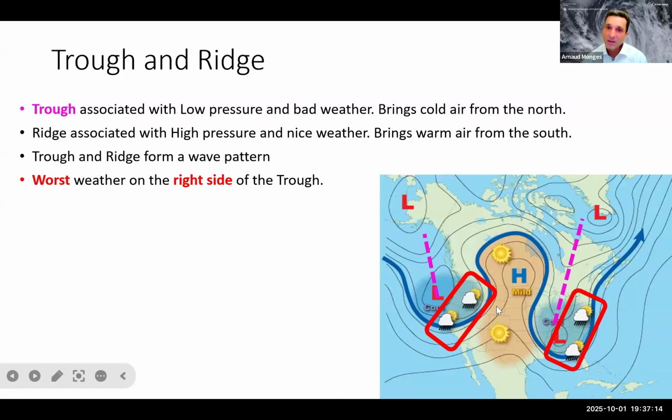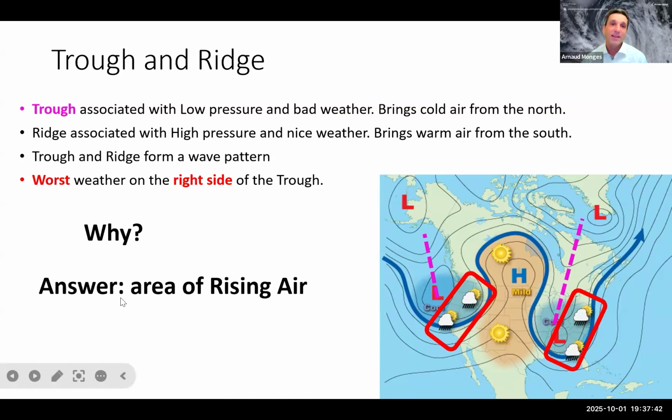And the reason is because you have very favorable conditions in altitude, always in these pockets, for the storms to develop. So let's study why it's always on the right side of the trough. But once again, if you need to remember something from this, just remember the right-hand side, the downstream side of the trough, is where you have storms developing.